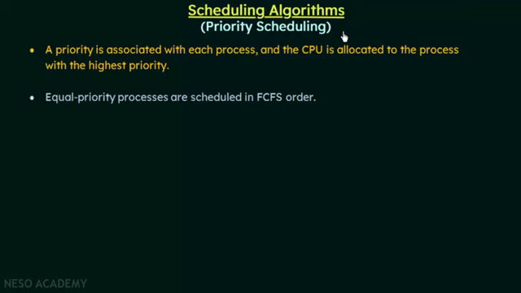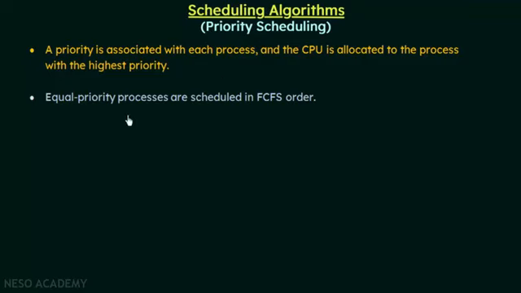In priority scheduling, a priority is associated with each process and the CPU is allocated to the process with the highest priority. From the name itself, we can understand that each process has a particular priority, and based on that priority, the scheduling takes place. The process that has the highest priority will be given the CPU first, and then the process with the next priority will be given the CPU next, and so on.